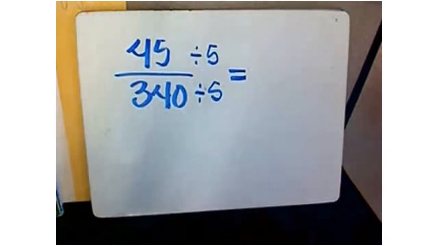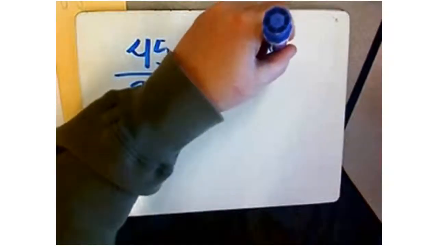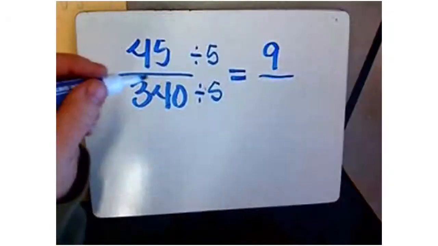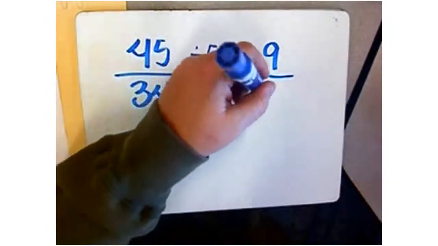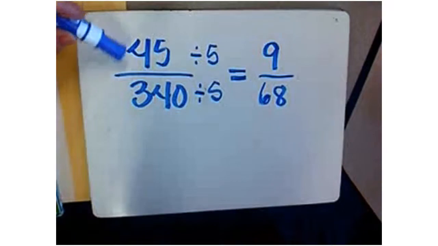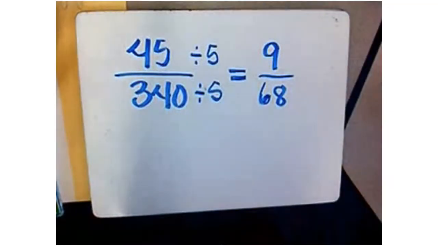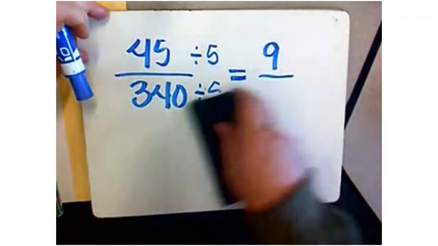It is a fraction, so same rules of fractions. And 45 divided by 5 is 9, and 340 divided by 5 is 68, and that's as far as we can go. So that's the simplest form of the ratio 45 to 340, 9 to 68. The reason why we put it in simplest form is the key word simple. It's simpler to understand when it's reduced down to its lowest terms.